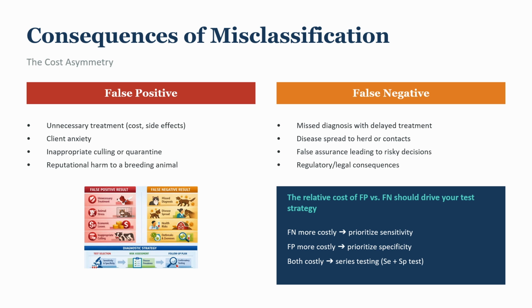And this is the link between all the abstract test performance metrics we've calculated and real-world clinical and epidemiological decision-making. When you're designing a testing strategy or advising a client or a regulatory body on one, your first question should always be, what is the consequence of a false positive in this context? What is the consequence of a false negative? That answer determines whether you need a sensitive test, a specific test, or a series of both.